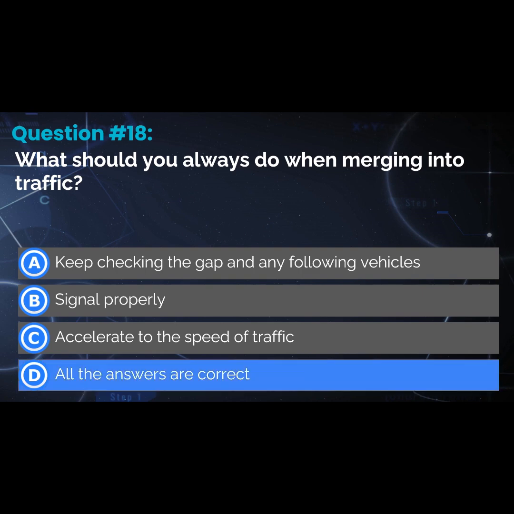The correct answer is D. All the answers are correct.